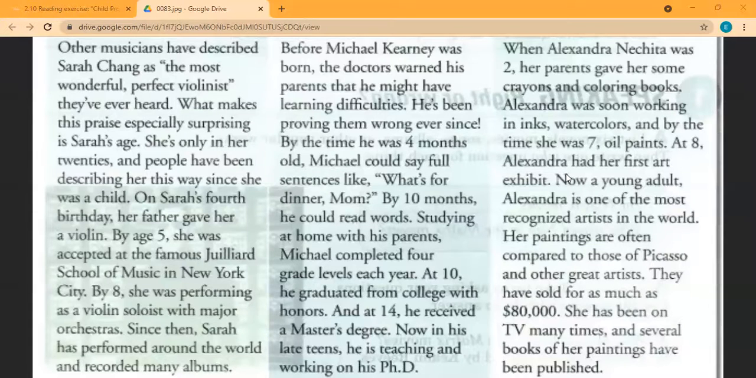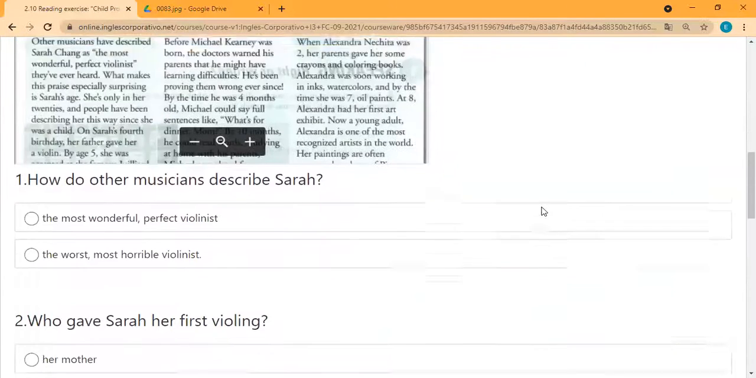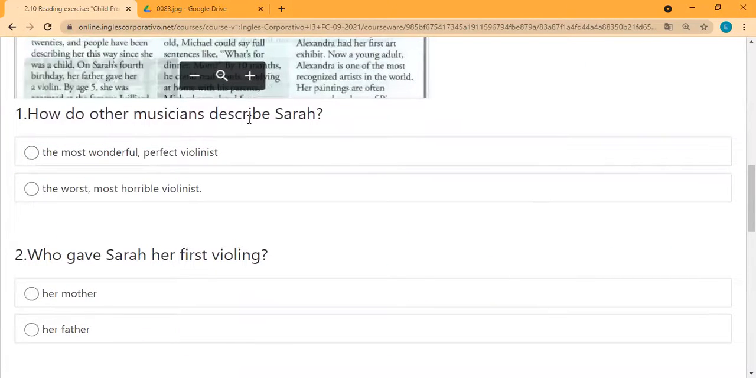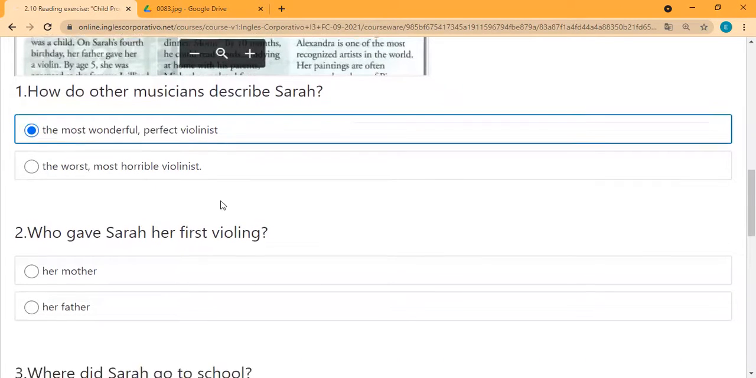Any other words? No. Okay. Then let's take a look here. What did you and your partners select? How do other musicians describe Sarah? The most wonderful, perfect violinist. Good.